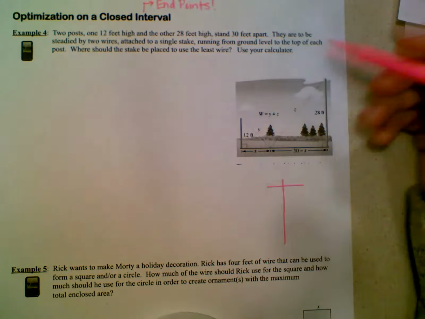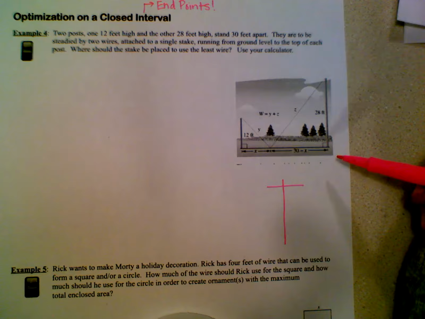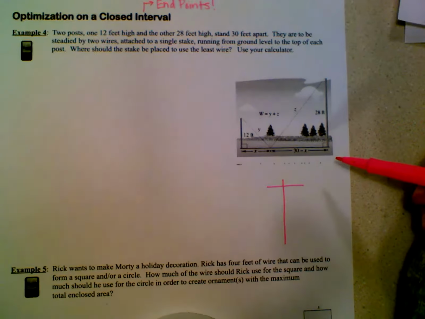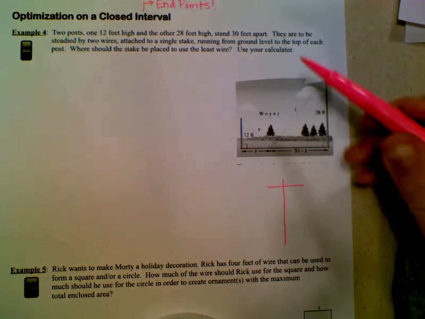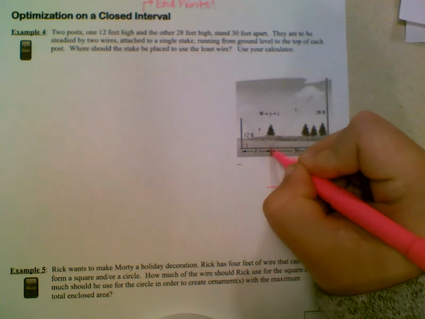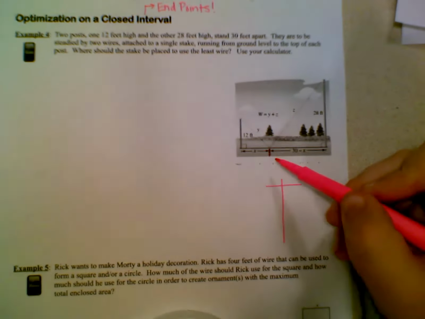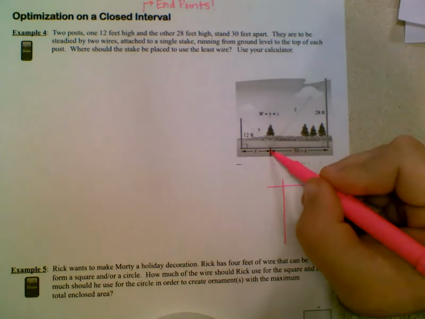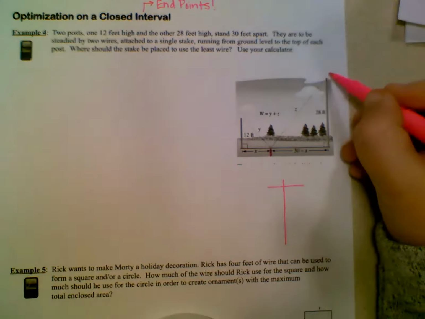We have 2 posts. One's 12 feet high, so that's what we see here. The other is 28 feet high, and they're 30 feet apart. They are to be steadied by 2 wires attached to a single stake running from ground level to the top of each post. So what they're talking about is this point right here. Here's the stake in the ground, and there's a wire running here and a wire running here. And it says, where should the stake be placed to use the least amount of wire? So where do I put this stake on the ground so that this wire plus this wire is the least amount?